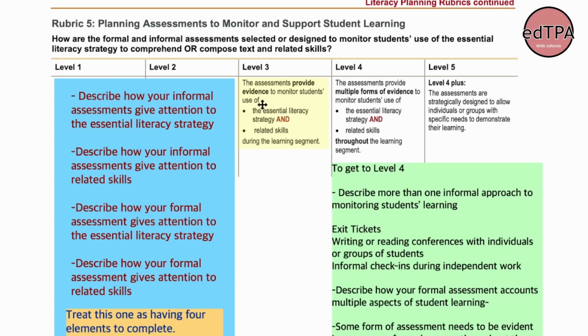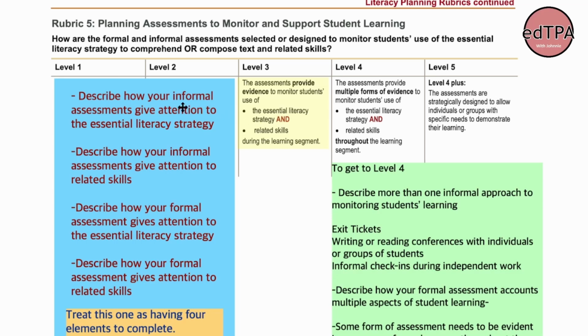What happens with level 4? The assessments provide multiple forms of evidence. That's why you want to do more than one informal, one solid formal at least. So multiple forms of evidence to monitor students' use of the essential literacy strategy and related skills throughout the learning segment, not just at the last lesson.